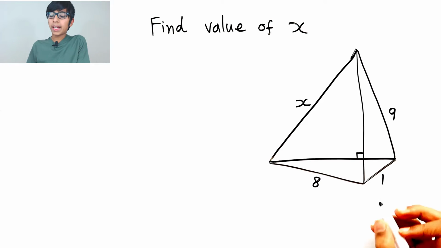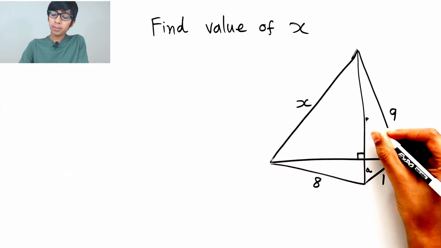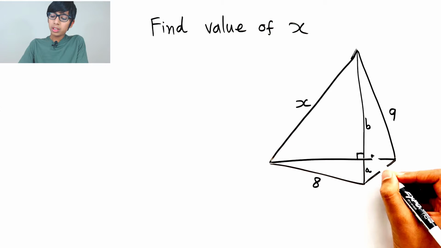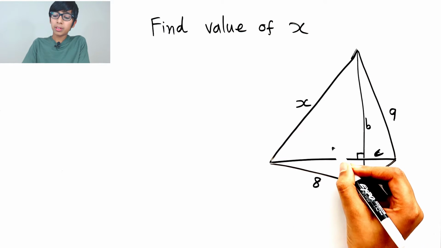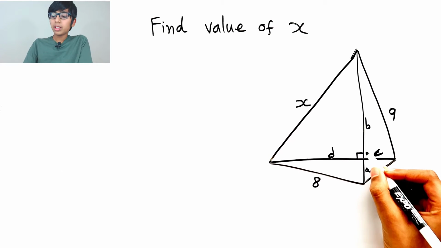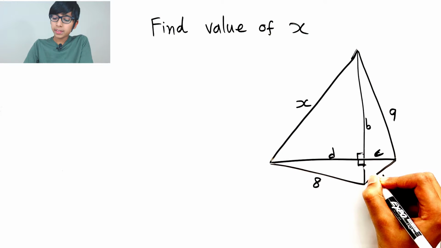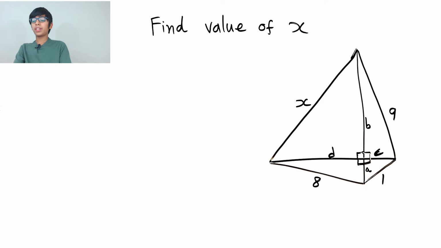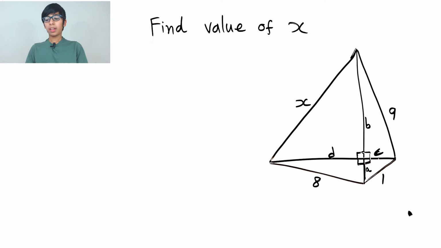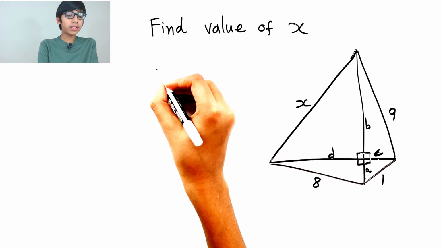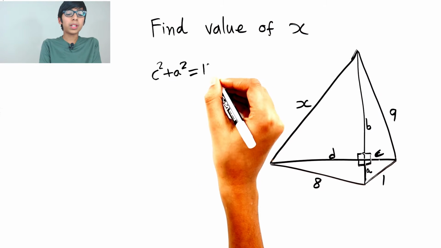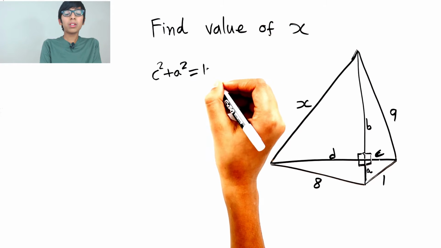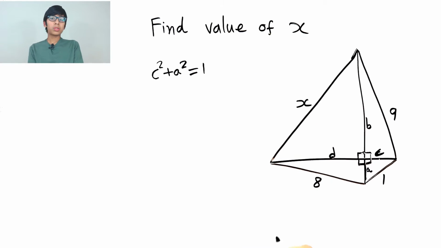Let's name the sides. Let's name this side A, this one B, this one C, and this one from here to here D. Now, if this is a right angle, it means all of these four triangles are right-angle triangles. So the Pythagorean theorem for this right-angle triangle is c squared plus a squared equals 1 squared, which equals 1.